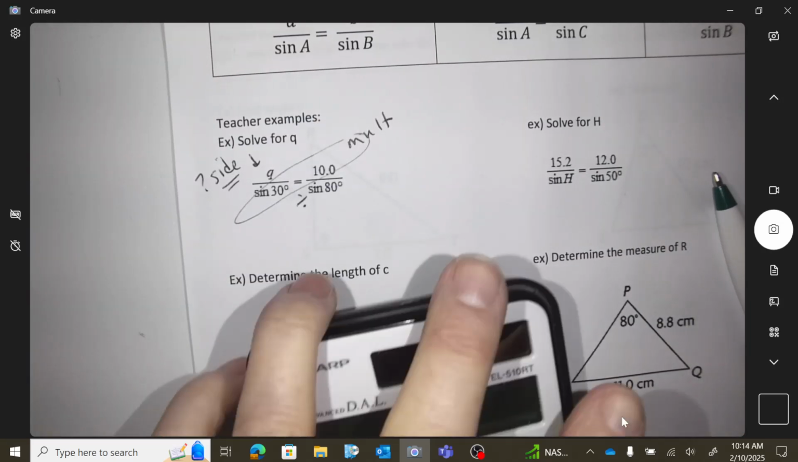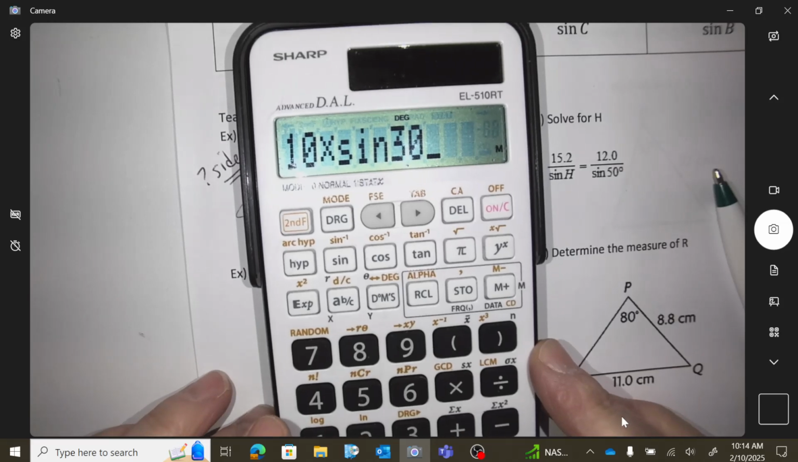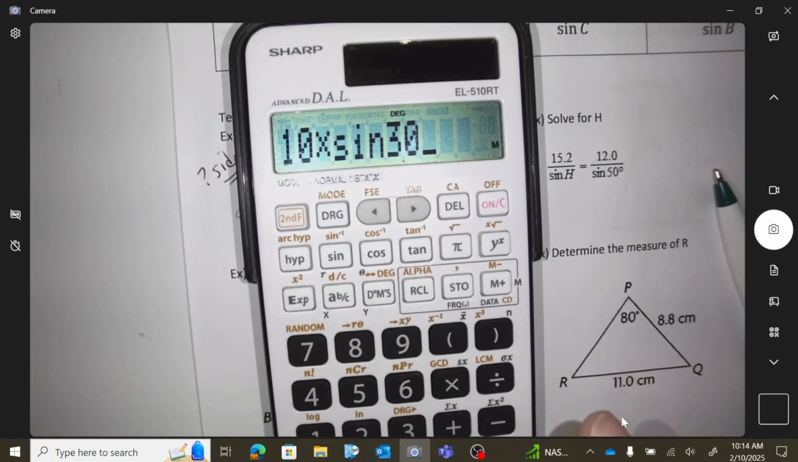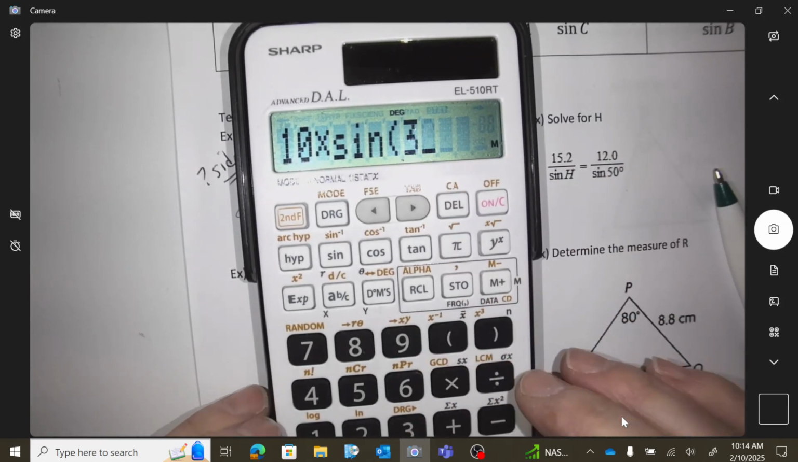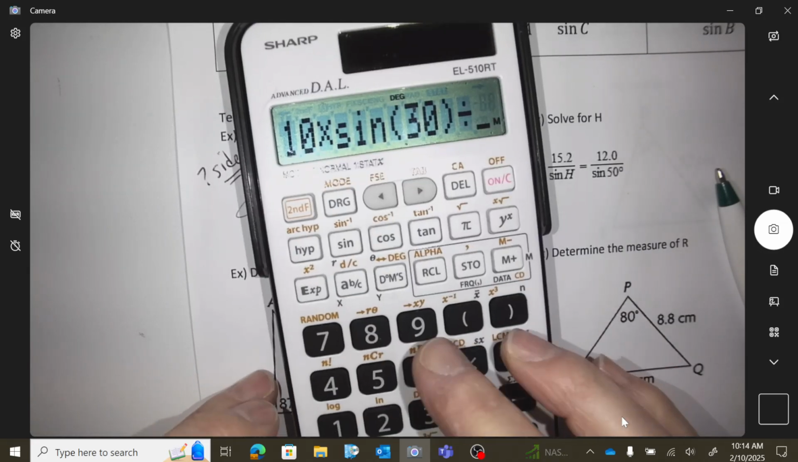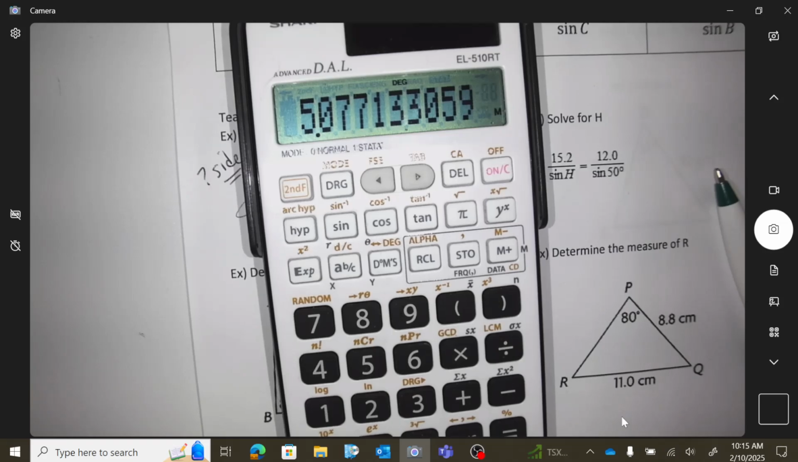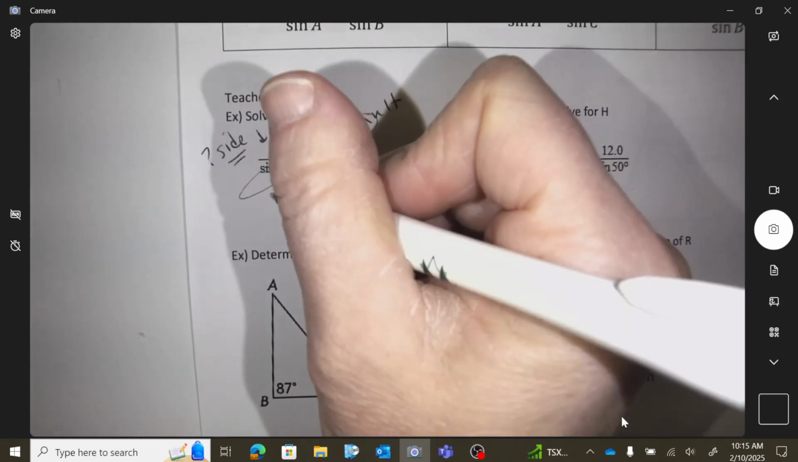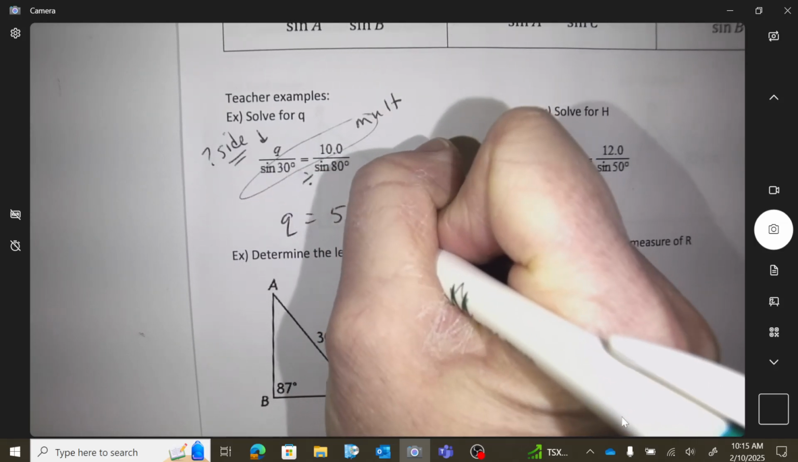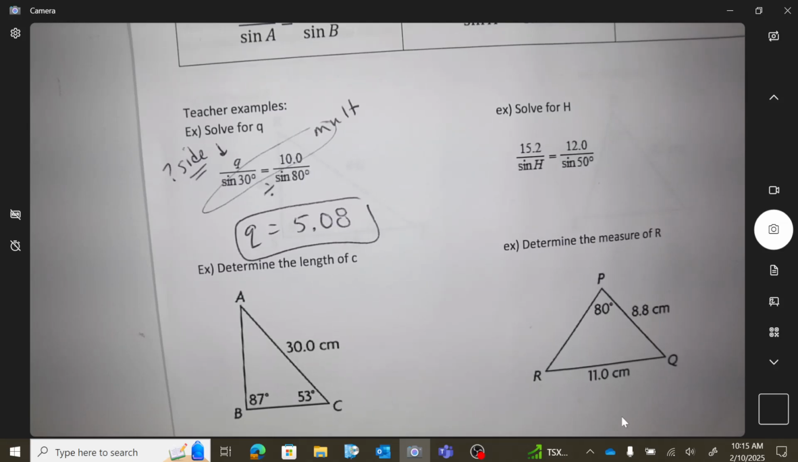This is what it looks like. 10 times sine 30. If you have a bracket calculator, then yours would go bracket 30 bracket. Divide by sine 80. Can we all practice that? We should get 5.08, or 5.077. Were we able to manipulate that in our calculator?